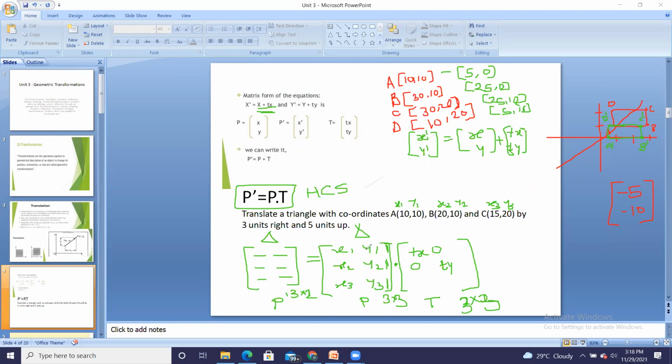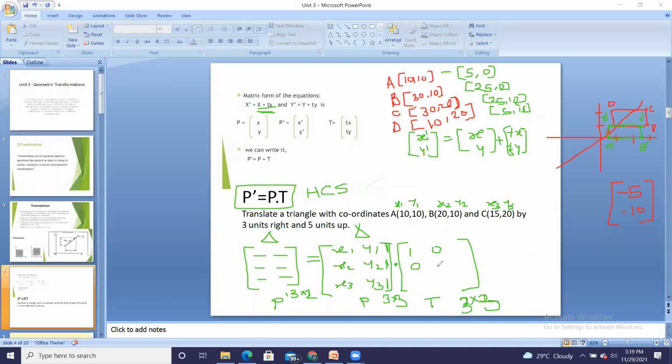When I'm going to perform the multiplication like this, what will happen? Perform multiplication. First row will multiply with first column. So I will have here this multiplication with this. So x1 will get multiplied with Tx, and that is not required. What we require is x and y should be as it is.